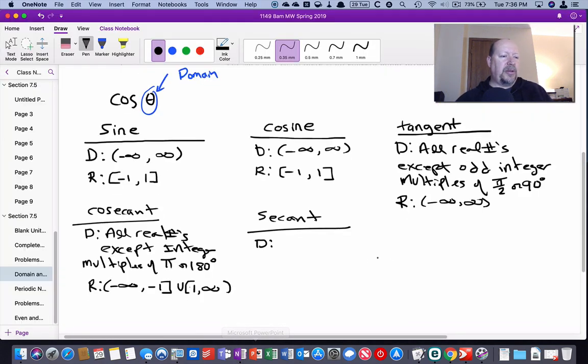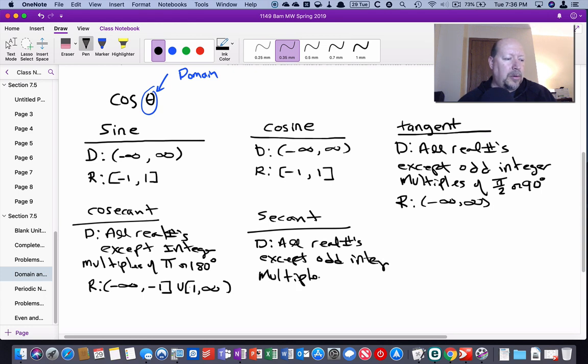And we had that before with something else. Up here for the tangent we had the exception from the domain of odd integer multiples of pi over 2. So the secant's the same. It has the same domain as the tangent. We're going to say all real numbers except odd integer multiples of pi over 2 or 90 degrees.